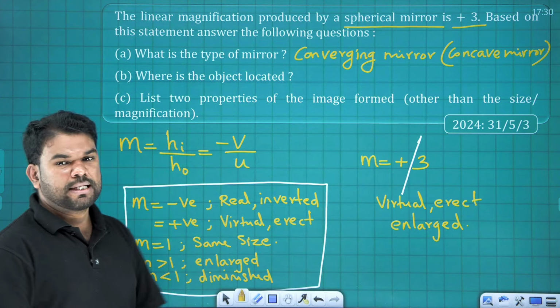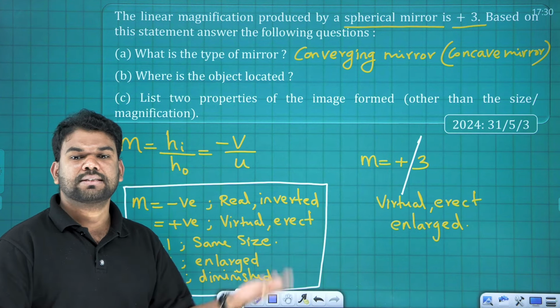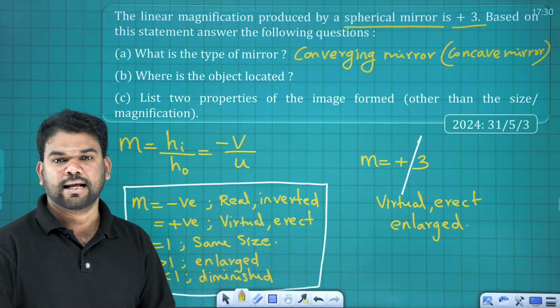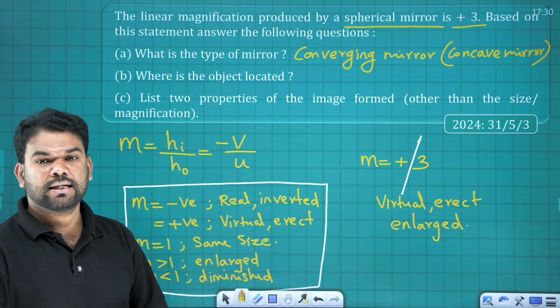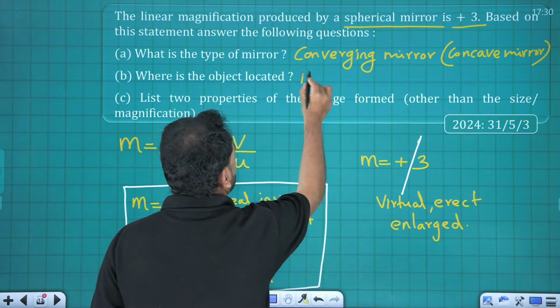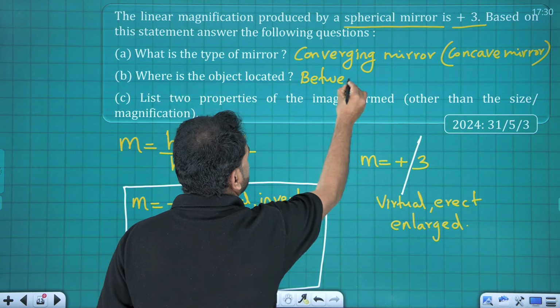Now, where is the object located? You know that it's the last case of concave mirror ray diagrams, between focus and pole. So the object is located between focus and pole.